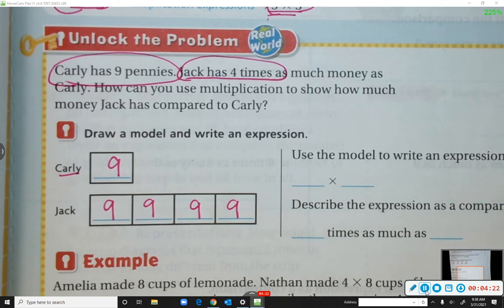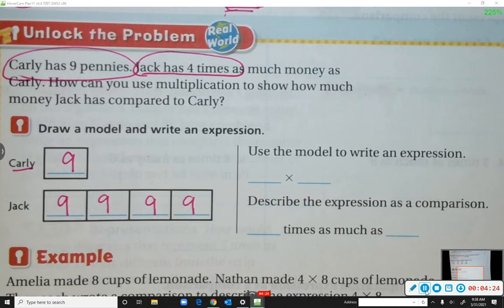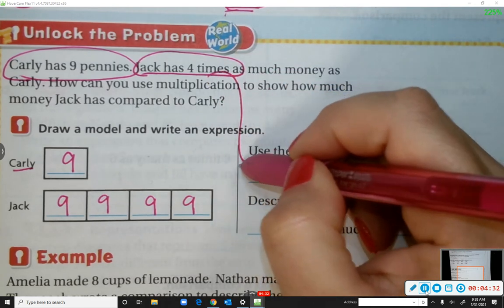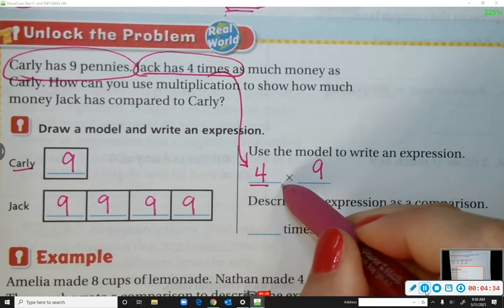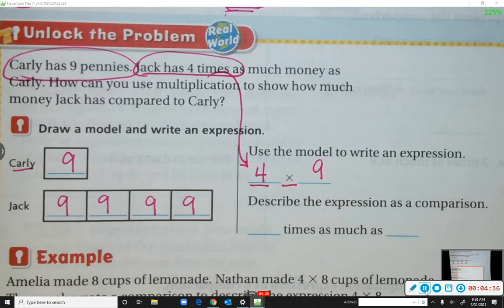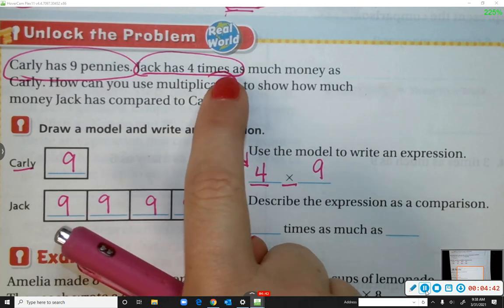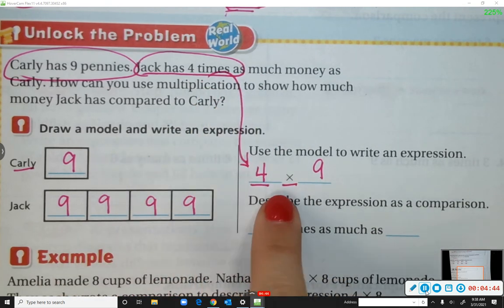So to figure out how much Jack has, we would do 4 times what? 9. Good. So see how it says 4 times? And that's exactly what we put, 4 times. Okay? That's all you're doing. It goes in that order of how we read this. 4 times as much. So 4 times is what we put on the expression. Okay?